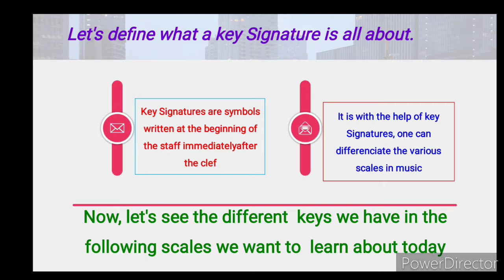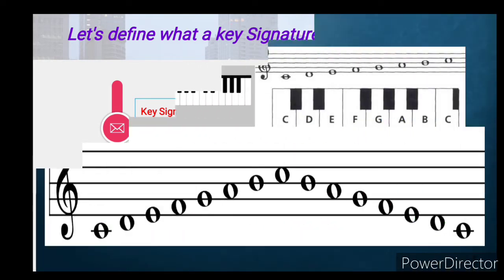It is with the help of the key signatures one can differentiate the various scales in music. Remember, we are looking at C, D, G, and F. How do we know it's C major? How do we know it's D? How do we know it's F? How do we know it's G? It is with the help of what? The key signature. Now, let's see the different keys we have in the following scales we want to learn about today. Are you ready for that?